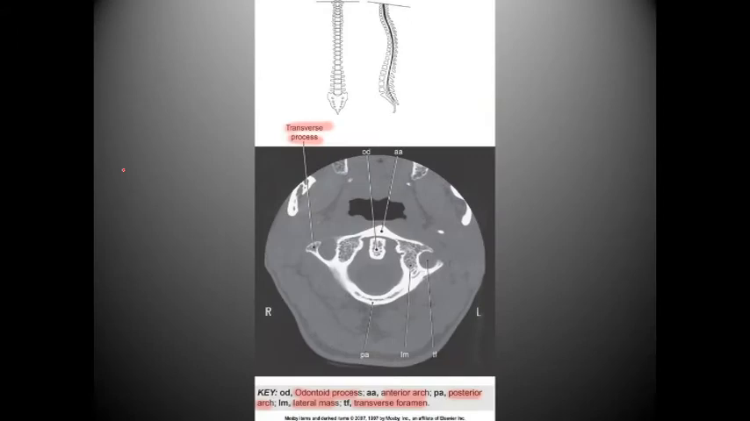Here we see C1 on CT. We have the transverse foramen here. We have a transverse process. We don't see it on the left side. We have the anterior arch here, and then we have the posterior arch. We have the superior articular process here, and moreover we have the big lateral mass here.